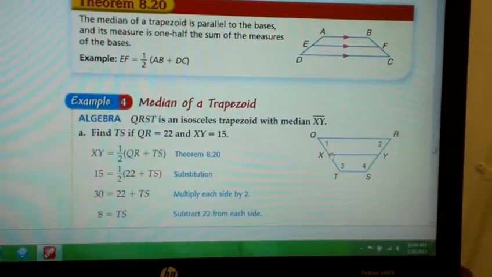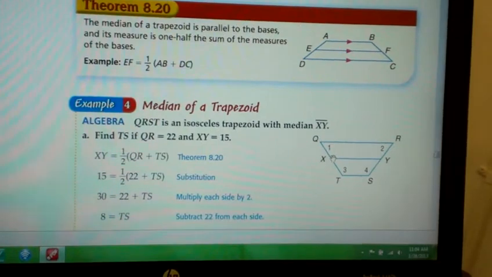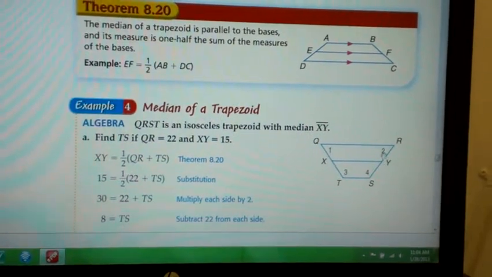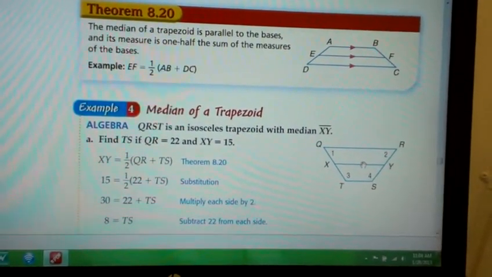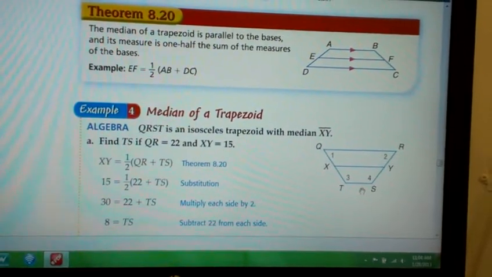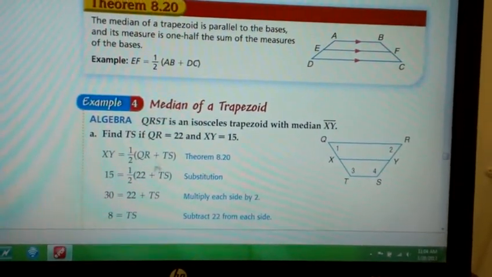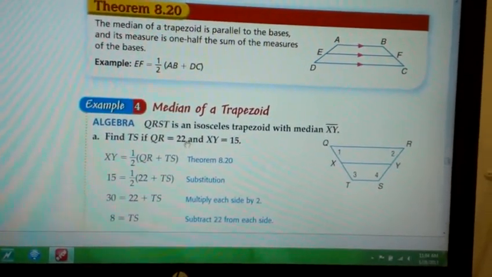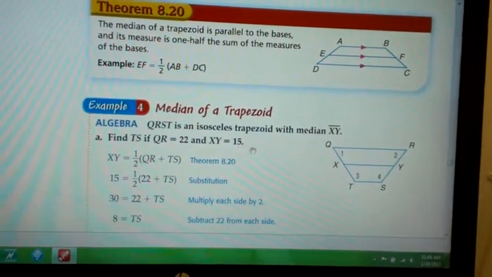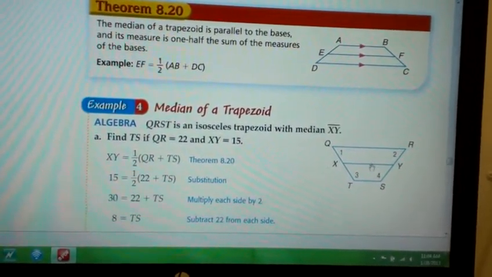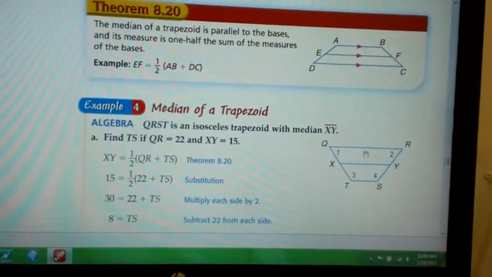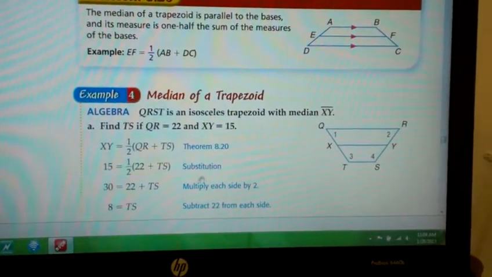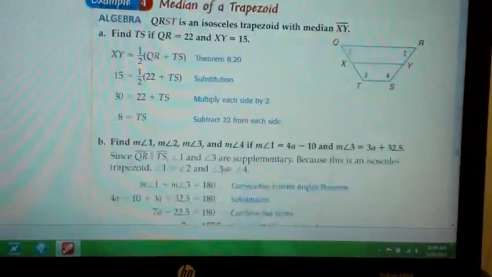Here's example number 4. It tells you that QR is 22, and it tells you that XY is 15. So they tell you the top base and the median, and you're supposed to figure out what the bottom base is. Yes, you can use this equation to figure it out, but you can also use some logic. 22 is 7 bigger than 15, right? So if this is 22 and this is 15, and they're 7 apart, you can subtract another 7 from 15 to figure out that TS is 8. If you didn't get that, we'll discuss it in class.